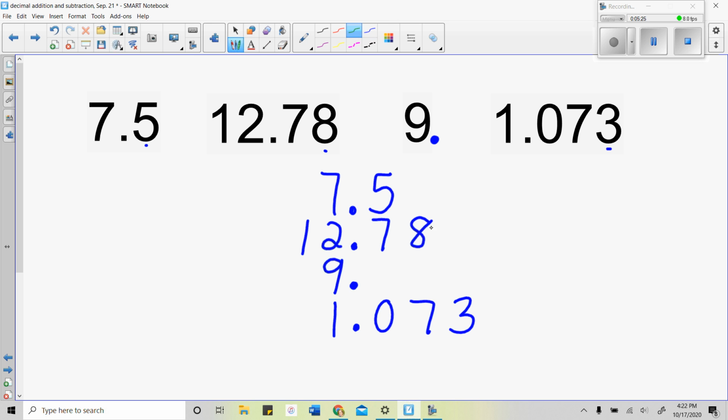Now, I need to fill zeros into any of the empty spots. So I'm going to look at this last number because it is the longest one. It goes all the way to the thousandths place. So I need 3 zeros on my 9 in order to make it go to the thousandths place. This number beginning with 12 needs 1 zero, and this number beginning with 7 needs 2 zeros. So now I would be able to add those up correctly.